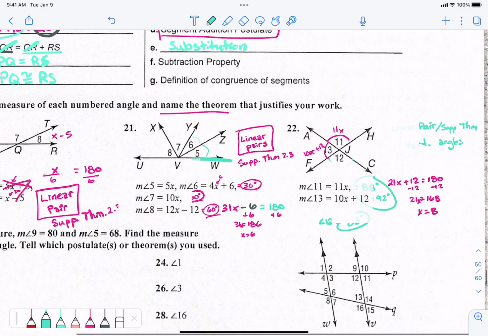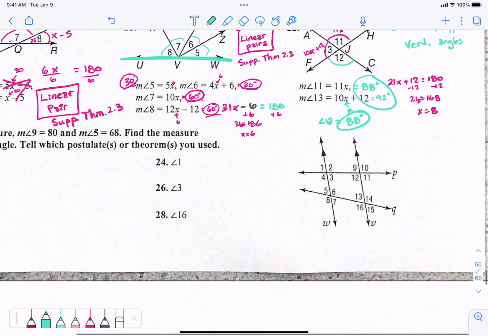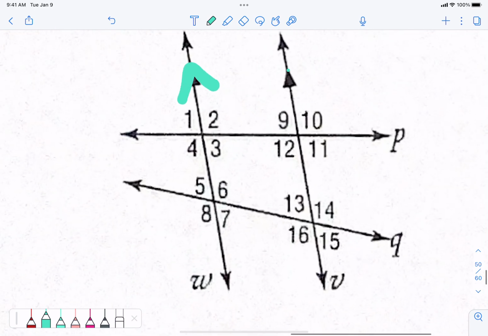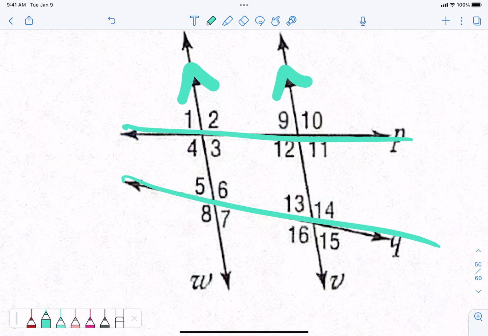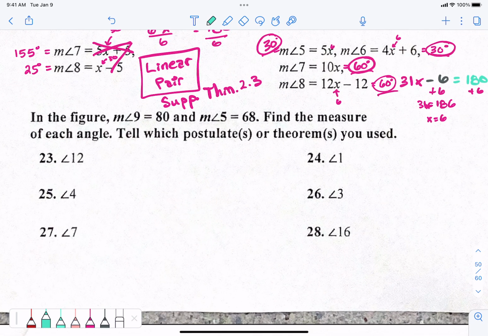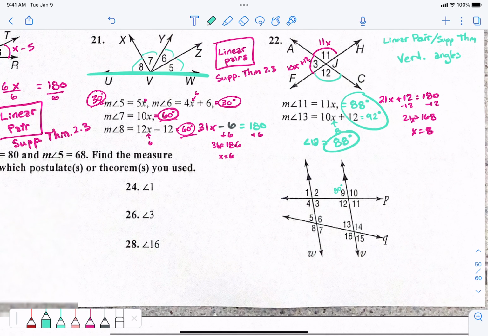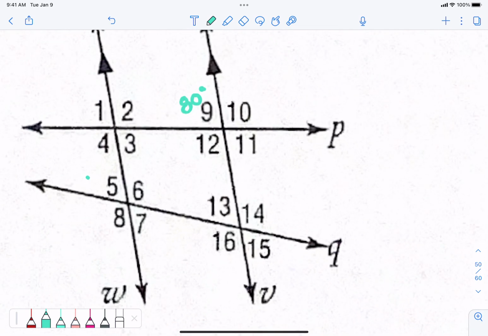All right, these next ones are super fast and easy, right? Okay, we know that these two lines are parallel because they have the little arrows. So these are going to be my transversals, and they're going to pick just one pair of them. We have to figure out if angle 9 is 80 degrees, I'm going to label it, and angle 5 is 68 degrees.